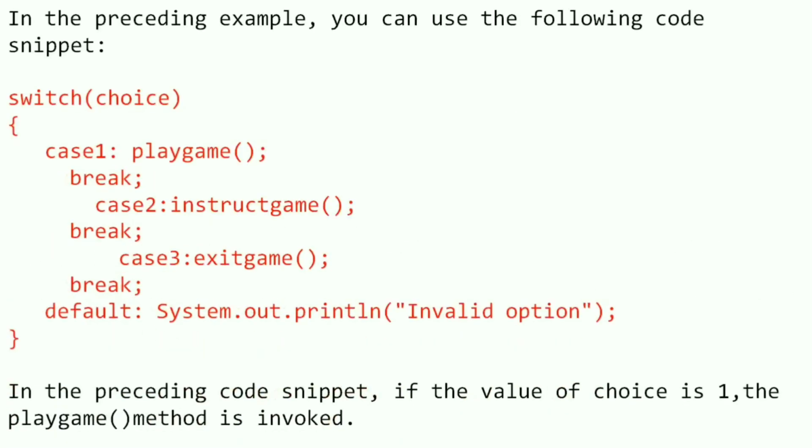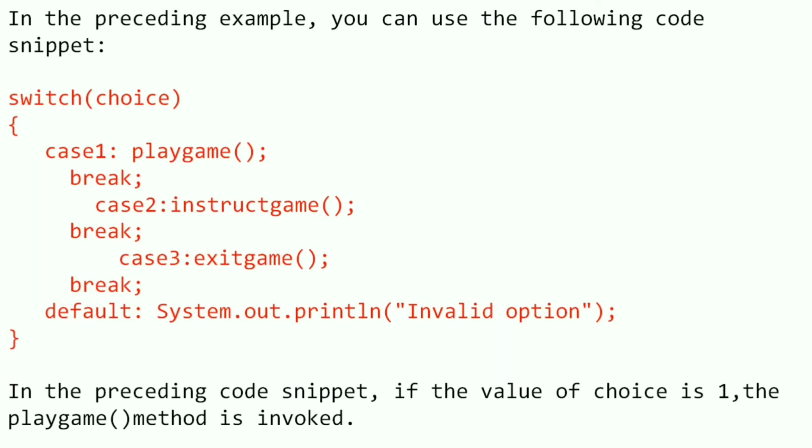In the preceding example, you can use the following code snippet: switch choice in braces, case 1: play game, break; case 2: instruct game, break; case 3: exit game, break; default: System.out.println invalid option.